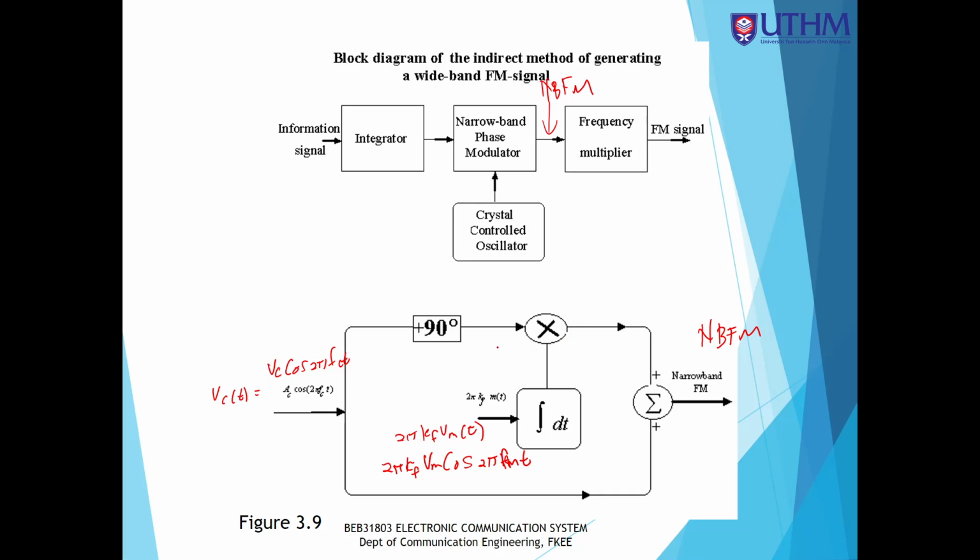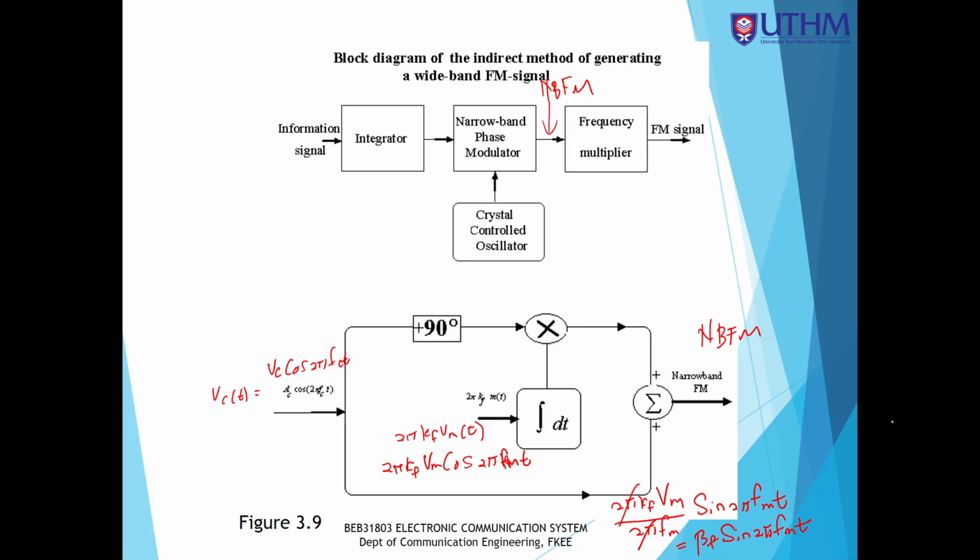Okay, so di sini you akan dapat, so tadi kalau you kamerakan you akan dapat 2 pi KF VM dibahagikan dengan 2 pi FM. Okay, sin 2 pi FMT. Okay, so if you do the integral you will get this one. So 2 pi can be removed and this one KF VM over FM. So ini sebenarnya adalah bersamaan dengan beta F sin 2 pi FM T.